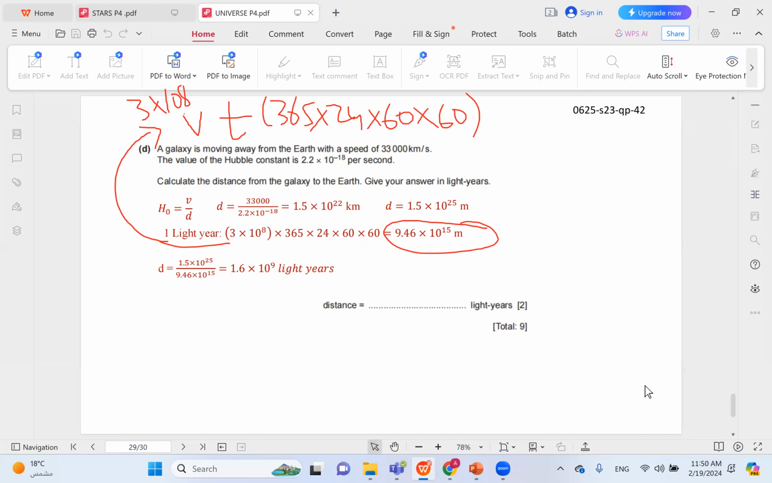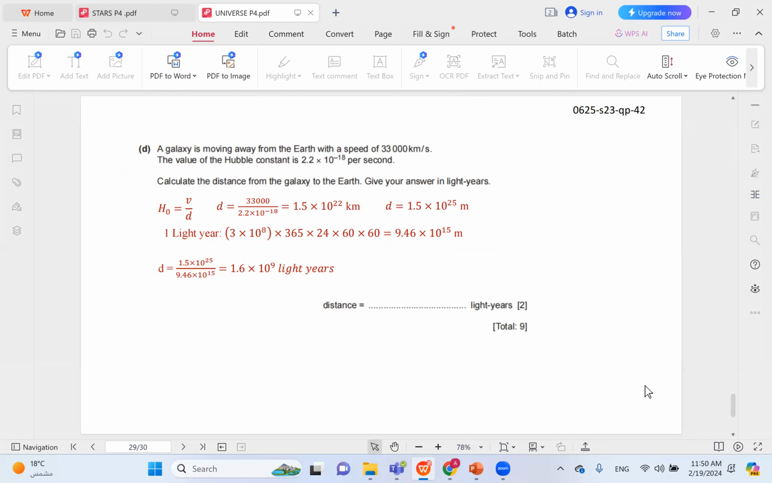All we have to do now is divide one distance by the other, because 1 light year is the distance traveled in 1 year, and we want to know how many light years it would take to travel this distance here. So you simply divide this one by that, and you get 1.6 times 10 to the power of 9 light years. So for light to reach Earth from this galaxy, it would take around 1.6 thousand million light years, so 1.6 billion light years.